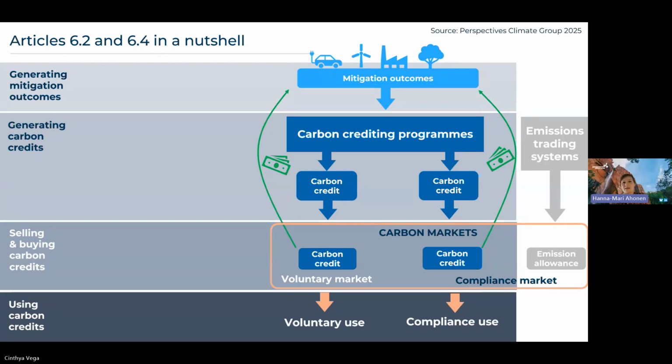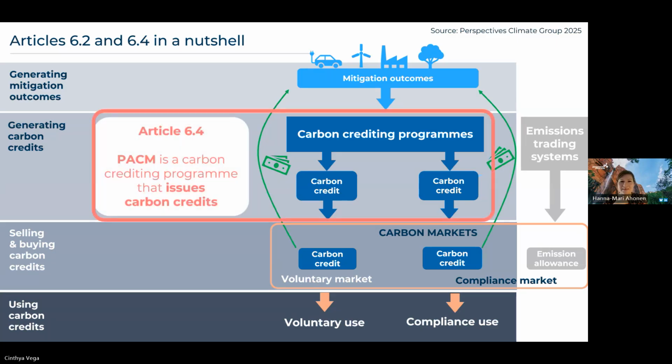Okay, thanks. So here we see the picture again that we were looking at earlier with the key terms. And now let's see where Article 6.4 and 6.2 actually fit into this picture. If you want to turn mitigation outcomes into carbon credits, you need to use a carbon crediting program. And one of the carbon crediting programs is Article 6.4's PACM. So if you click once, you can see where the PACM comes in. PACM is a carbon crediting program. It's a supply side thing that provides carbon credits that are called A6.4 ERs.